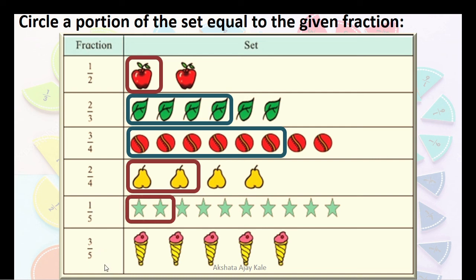And here ice cream cones, correct? How many are there? 5 are there, and out of 5 we have to select 3. Very easy. Got this? I hope you understood properly about this fraction and how to show the given fraction in the set. Okay?